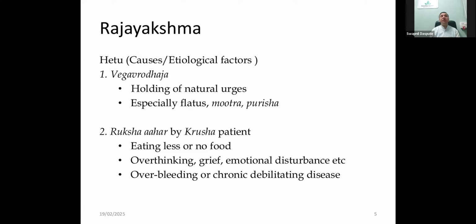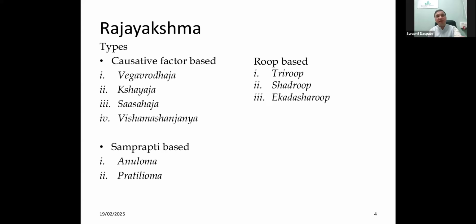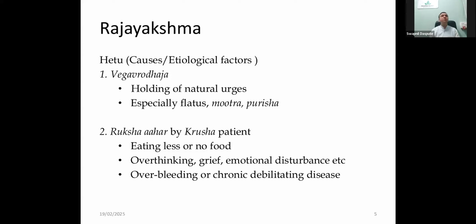Now here we are seeing the Hetu or causative factor for Kshayaja. If you see in the slide, the second point, Kshayaja. So here the Kshaya or depletion of the dhatus is happening on a larger scale, right? So how is it happening? The patient is already thin, not very fat, and consuming ruksha ahara. What will it lead to? It will lead to more of vata prakopa, dryness. So eating less or no food, fasting.